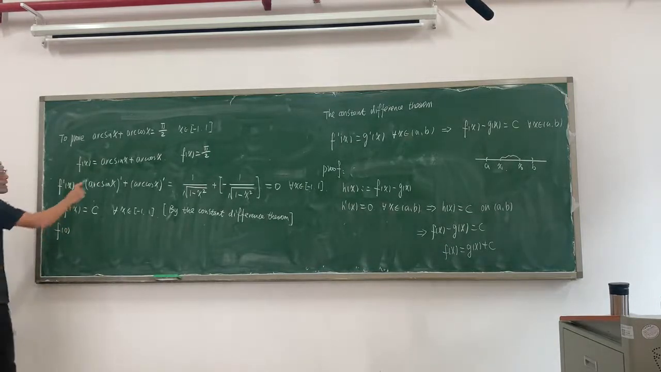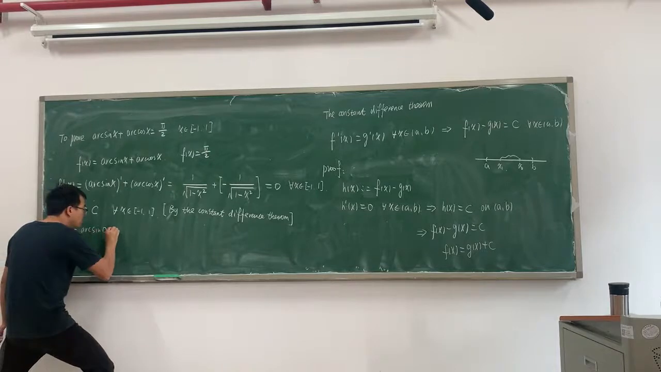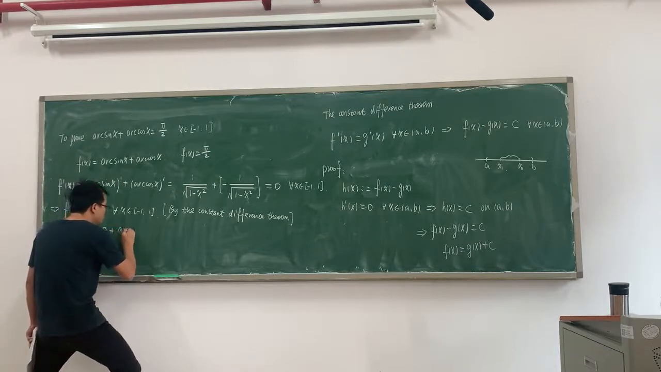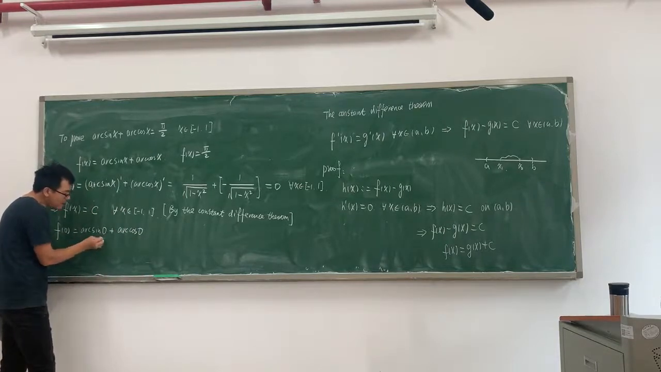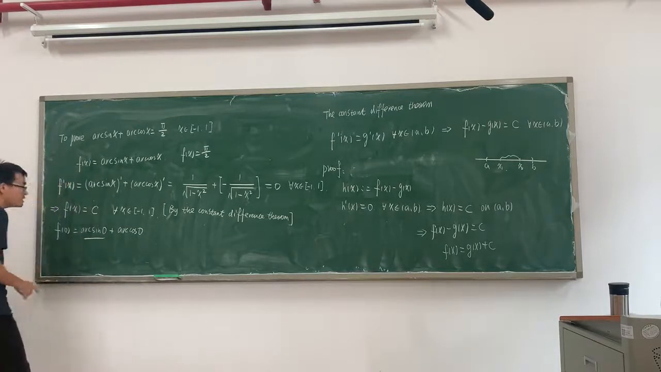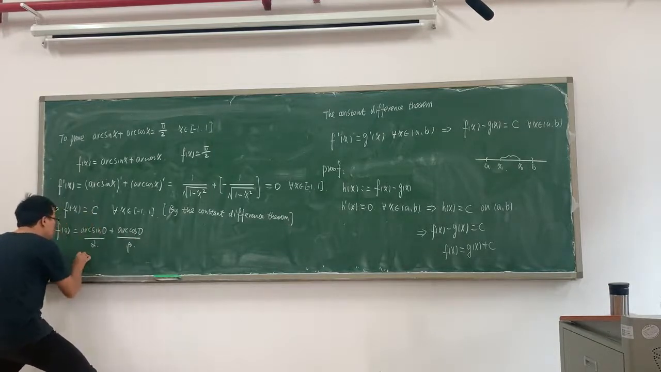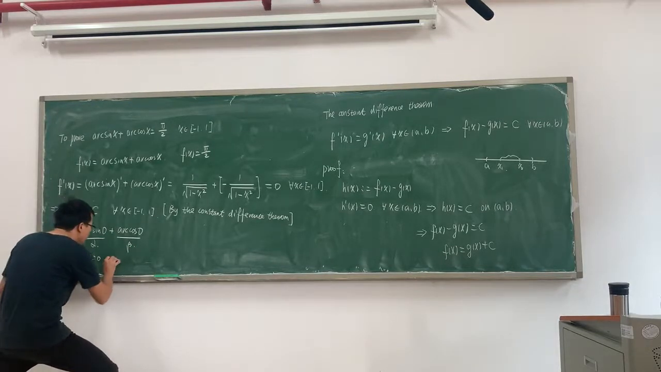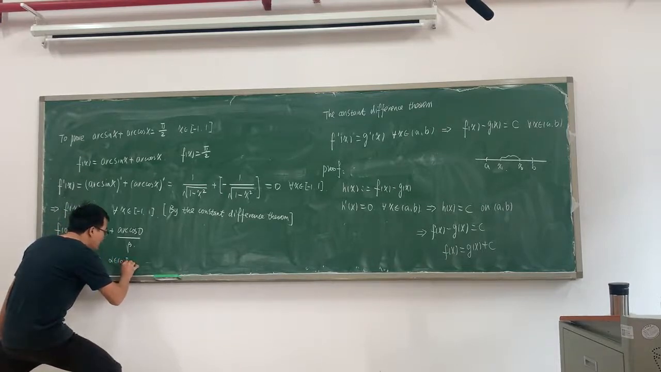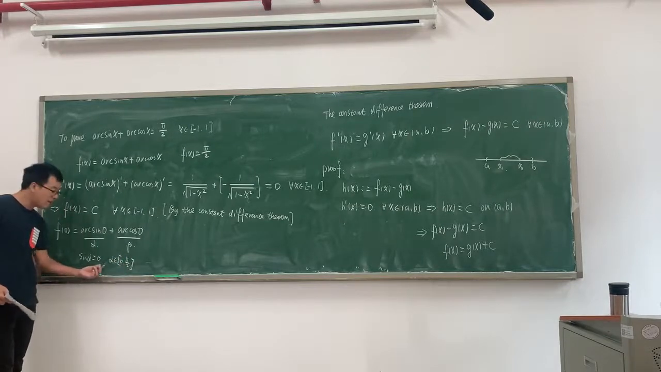f(0) actually is arcsin 0 plus arccos 0. So arcsin 0, here is alpha, here is beta. So sin alpha equals 0, with alpha in 0 to 1/2 pi. So sin alpha equals 0, and alpha belongs to this interval.